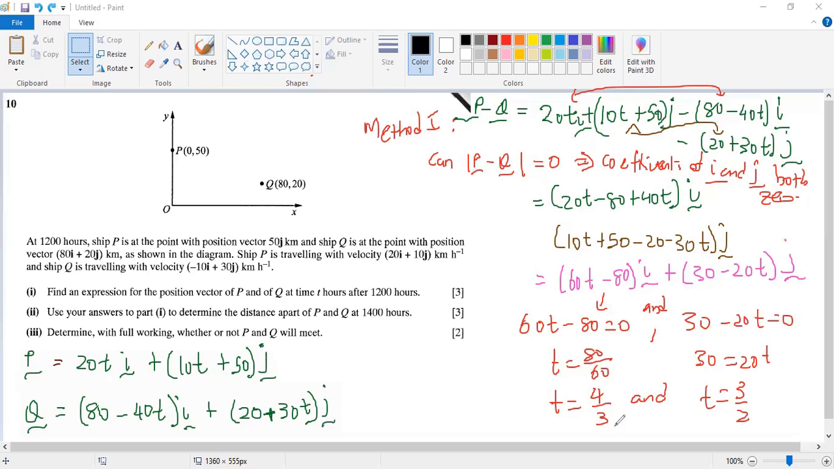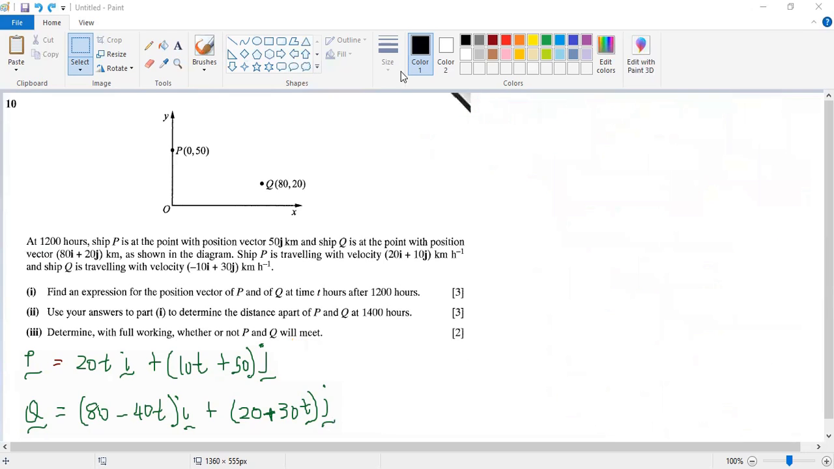There is no such time. If it's going to happen, both must become 0 at the same time for them to meet. So they cannot meet. The answer is definitely cannot. Just one more way of showing how to do it. Method 2, then we'll be done for this question.